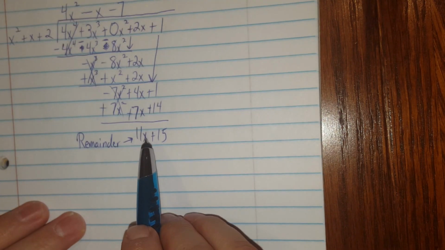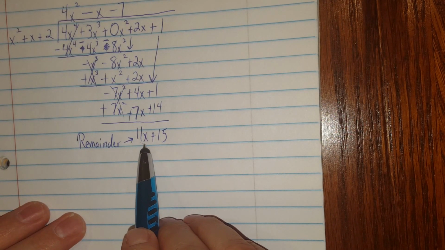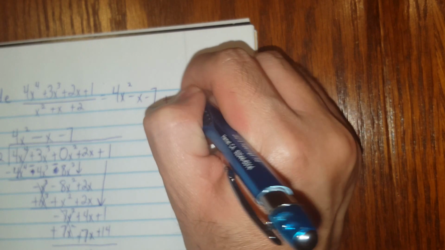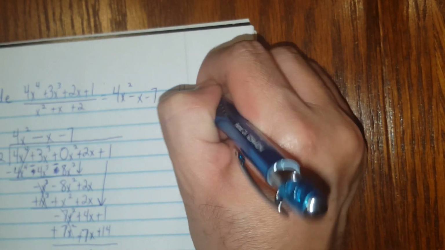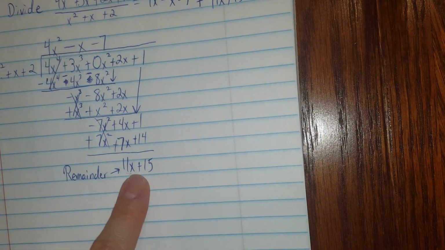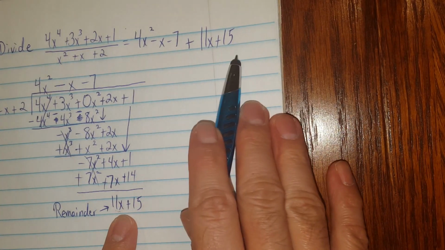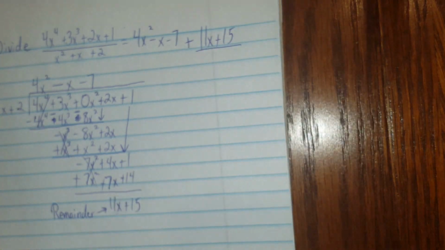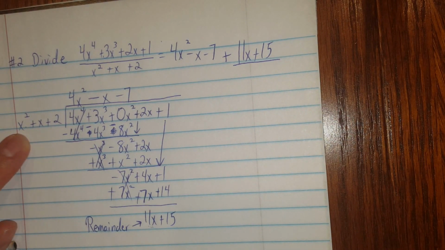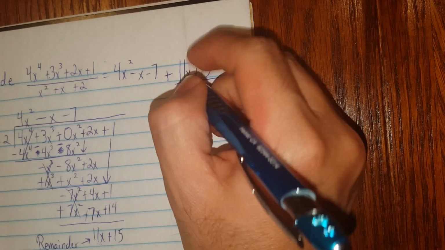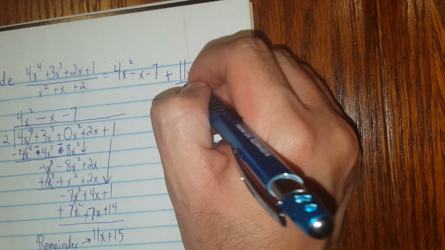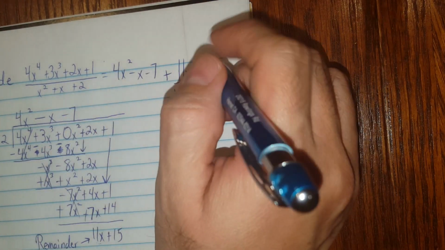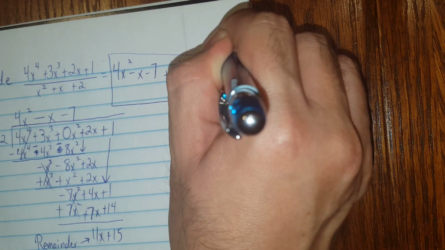And then see how my remainder started off as a positive 11x. I'm going to go ahead and transfer all of this stuff up here. So I'm going to go plus 11x plus 15. So I just take whatever my remainder is, add it onto here, and with one small addition, just divide all of this stuff by this original part right here. X squared plus x plus 2. And this is the final answer for this problem.